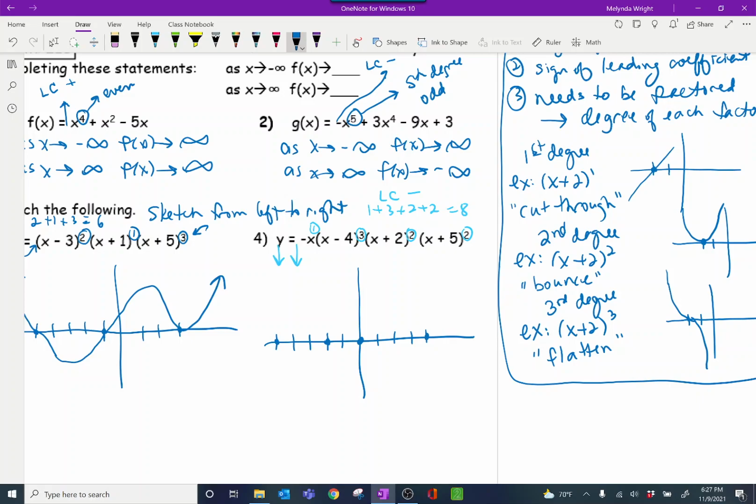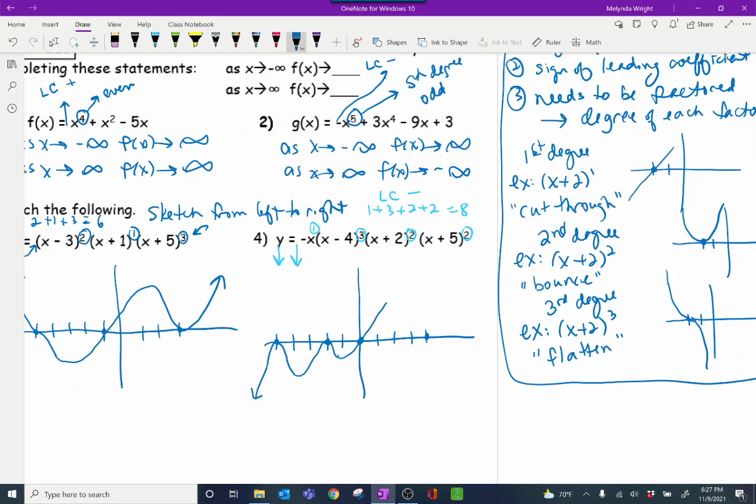I got to start down, so I'm going to start underneath. Let's see what happens at the negative 5. See how this is squared? So I'm going to have to come up, and I'm going to have to bounce off the negative 5. All right, now let's see what happens at the negative 2. Oh, it's another bounce. All right, we're going to come up, and we're going to bounce off that 2. At 0, that's 1, so that's a cut through, so I'm just going to come straight through.